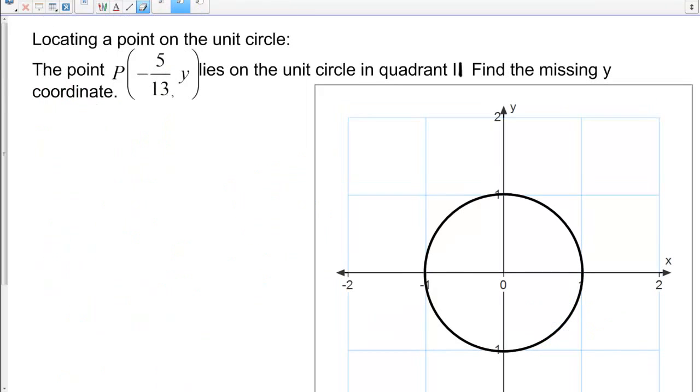All right, so now we have a similar problem that you're going to try. And I want you to try this problem. The point P, negative 5/13, comma y, lies on the unit circle in quadrant 2. Find the missing y coordinate. All right, so go ahead and try this on your own. And when you're done, or if you get stuck, go ahead and come back to the video and check your answer.